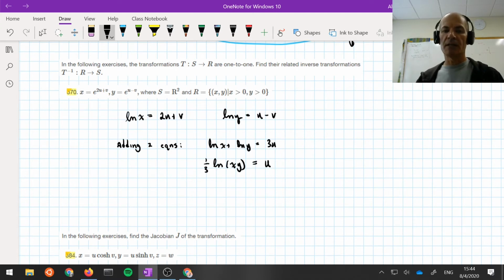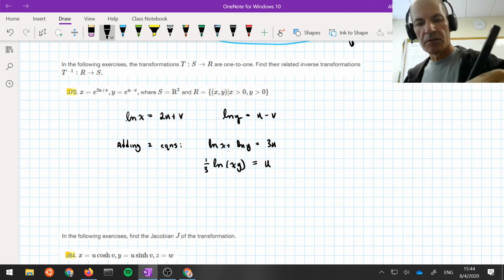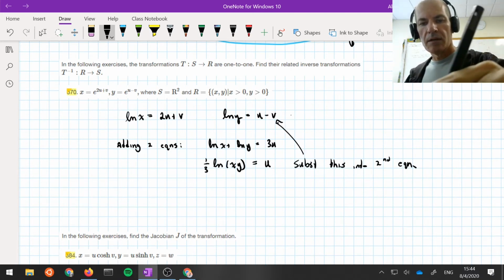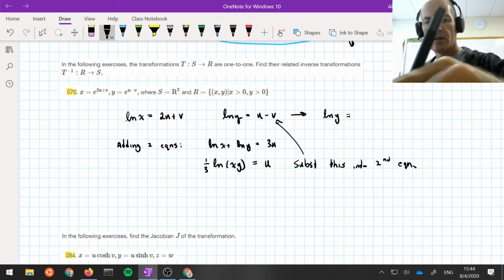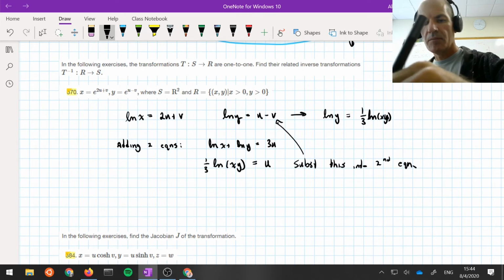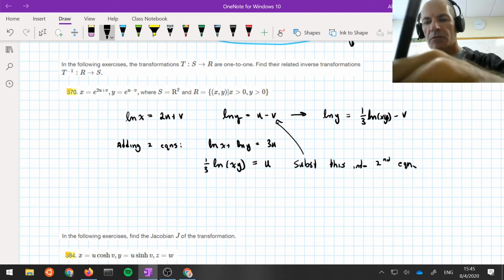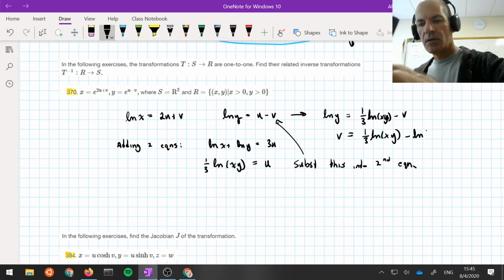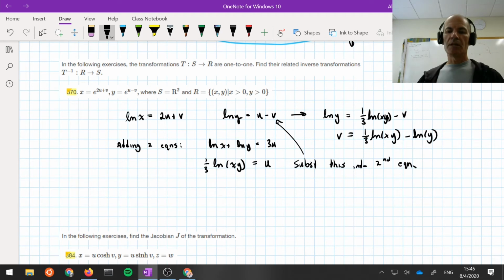What about v? Can we find v in terms of x and y? I think we can, because we can take this now and substitute. So we'll substitute this into the second equation up here. And what this will yield is the natural log of y equals 1/3 the natural log of xy minus v. And solving for v, we get 1/3 natural log of xy minus the natural log of y. And through this algebraic manipulation, we have actually isolated u in terms of x and y and v in terms of x and y.